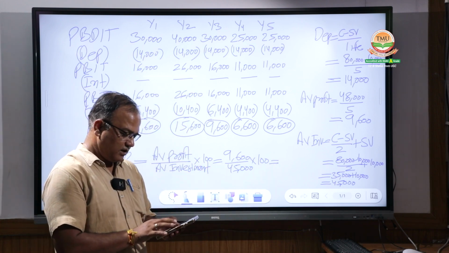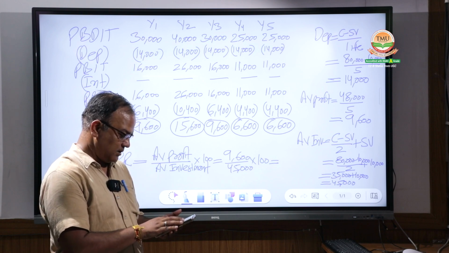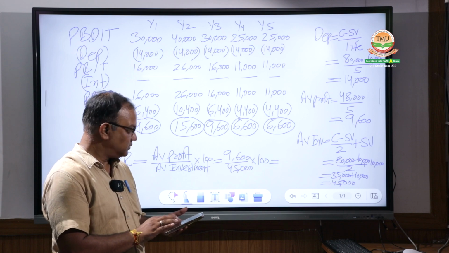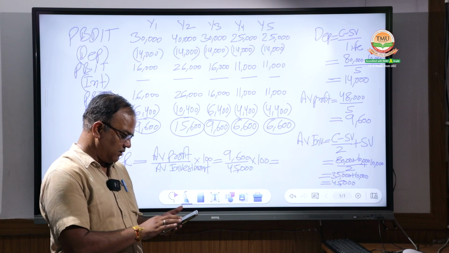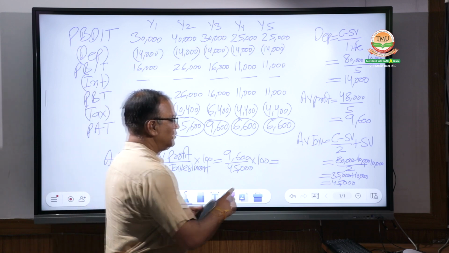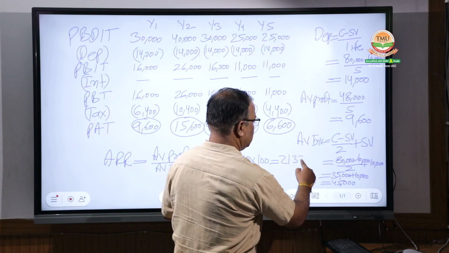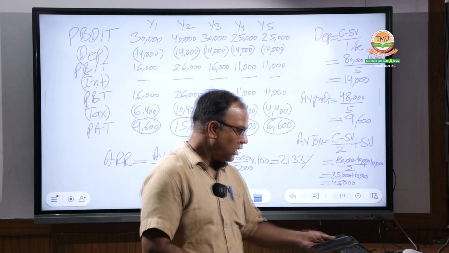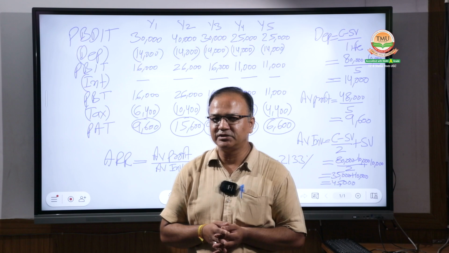Let's calculate. 9,600 divided by 45,000 into 100 will be 21.33%. So now accounting rate of return will be 21.33%.